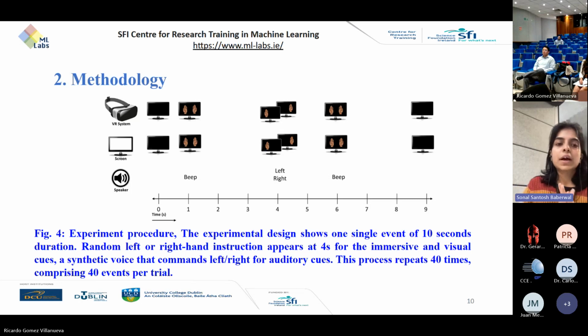So in this methodology, at the first second there is an instruction, where you see the cross or both hands. And then at the fourth second, you get an instruction where you have to imagine either left or right hand movement for 2 seconds. And then the person has to relax in the protocol.